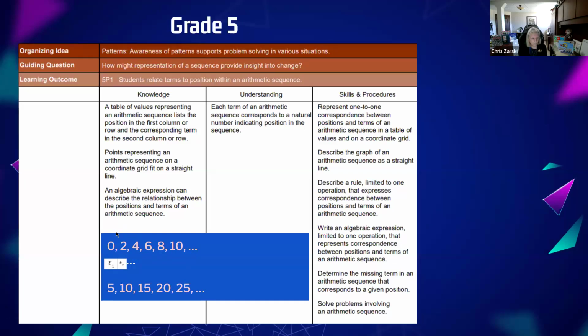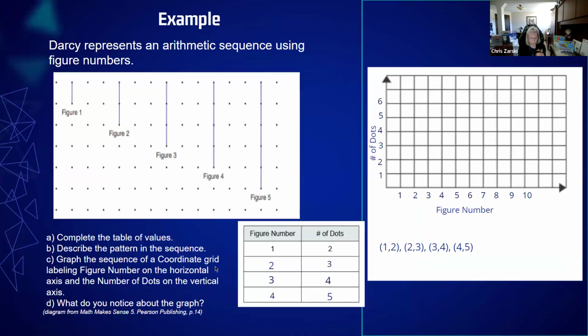So when I'm trying to write this in a table of values, what I'm really trying to do is say, can I determine a term number to have a value? And does each term number have its own value that's unique? And I can predict what it's going to be because I understand what the rule is.